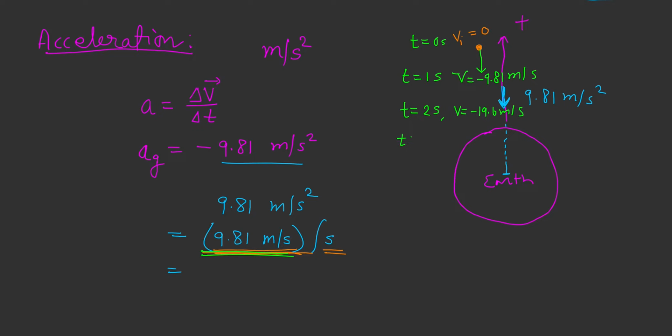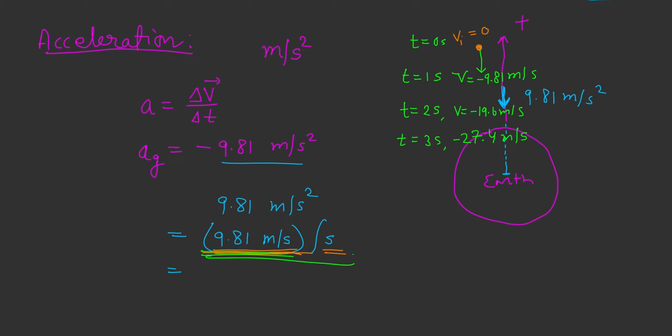And similarly, at 3 seconds, its velocity will further be changed by 9.81, so 19.6 plus 9.81, so it will become, 3 8s are 24, 3 9s are 27, so it will be 27.4 meter per second. Because you are taking the downward direction as negative, it will be minus 27.4 meter per second. So I think you understood the physical meaning of acceleration.